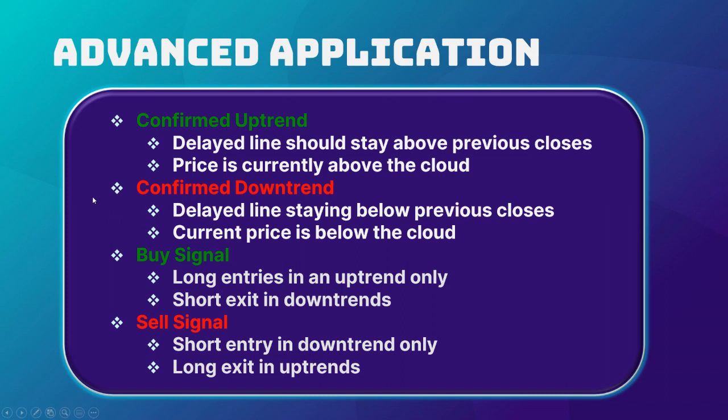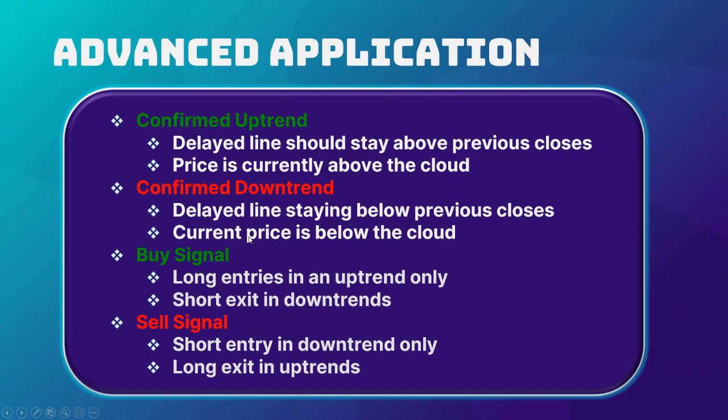So getting back to this again, on the uptrend, let's say that we're currently seeing prices above the cloud and the delayed line above the previous closes. Then if you happen to see the turning line go above the baseline, you would get in long, and when it crosses below, you would simply exit.